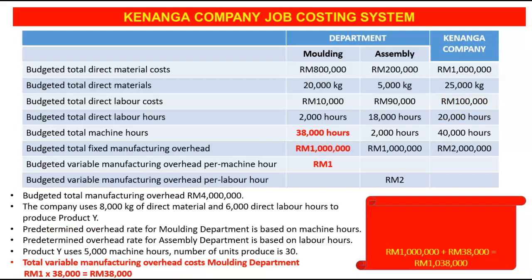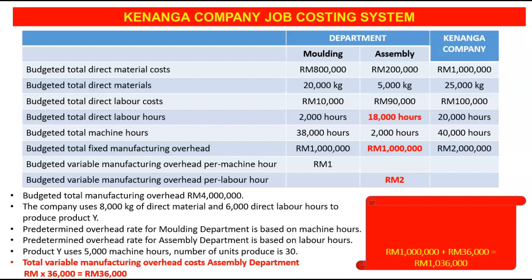The third step is to calculate the applied manufacturing overhead cost for each molding and assembly department. First, let's calculate the budgeted total manufacturing overhead cost for the molding department. Total manufacturing overhead cost for the molding department consists of variable cost RM1 times 38,000 hours, you get RM38,000. You also have the fixed manufacturing overhead cost portion, which is RM1 million. So the total is RM1,038,000.